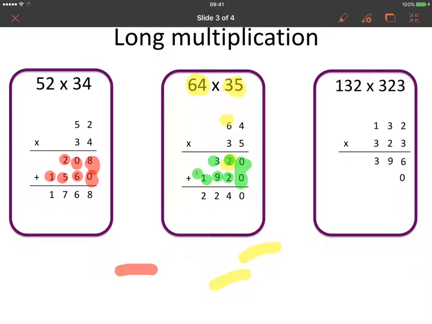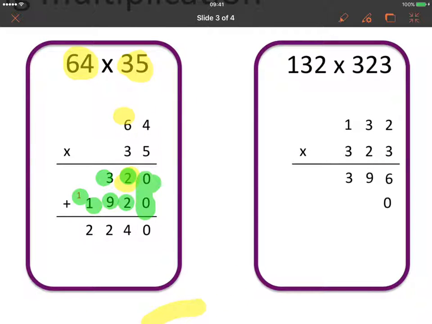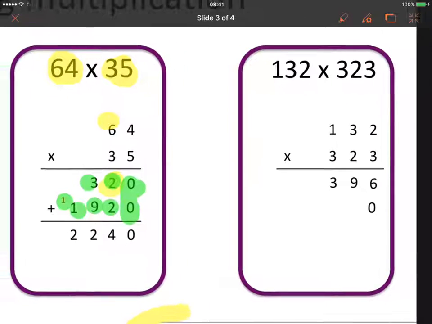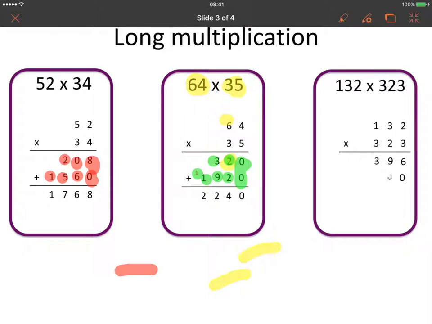I'm going to move over to my tens and start my multiplication. So 2 times 2 is 4. 2 times 3 is 6. And 2 times 1 is 2.